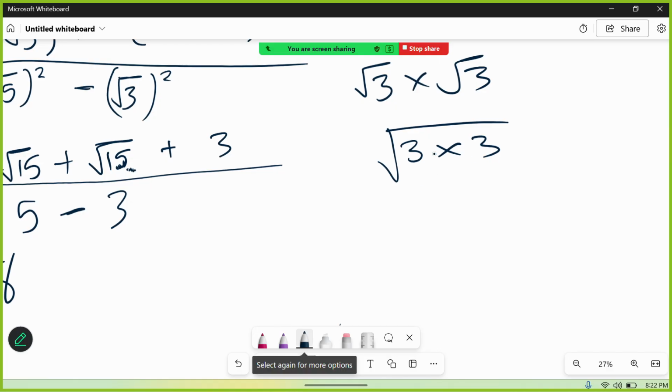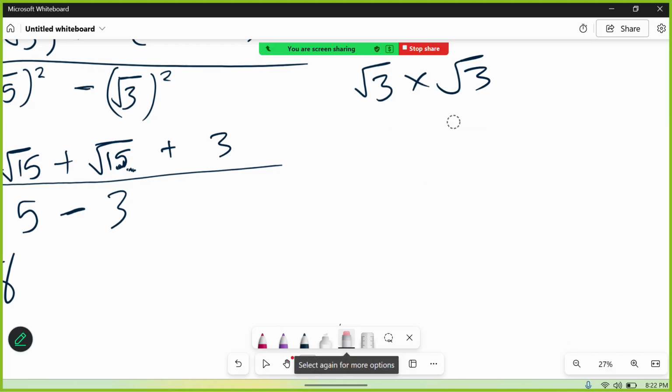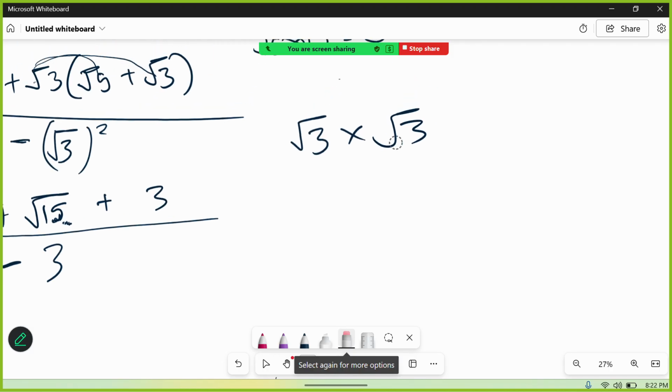And 3 times 3 is, sorry, I've forgotten that simple one. When we are multiplying root 3 times root 3, what will it give us, so that we don't waste time? Everybody please type that one. Yeah, 3.